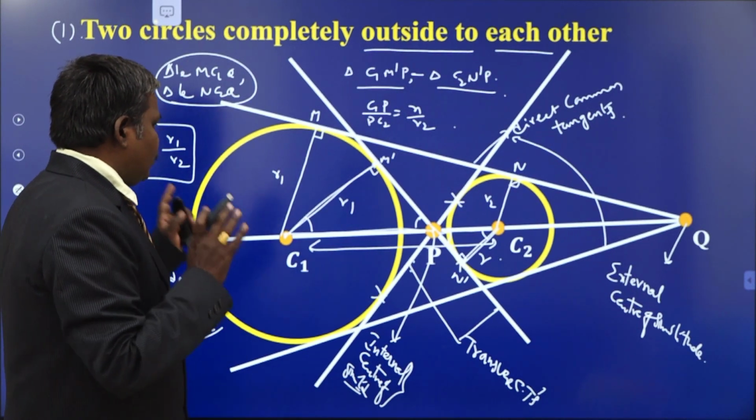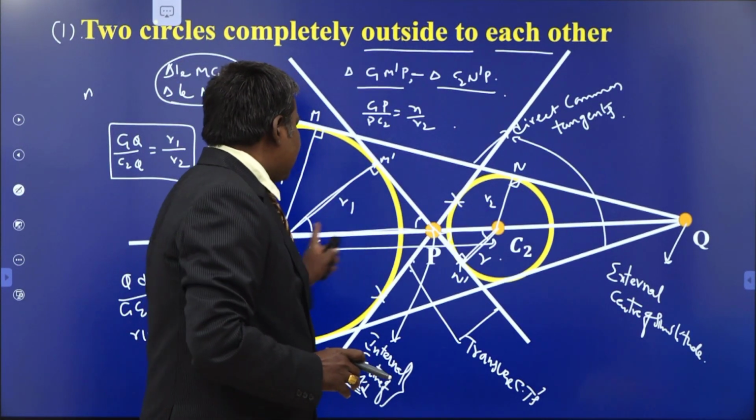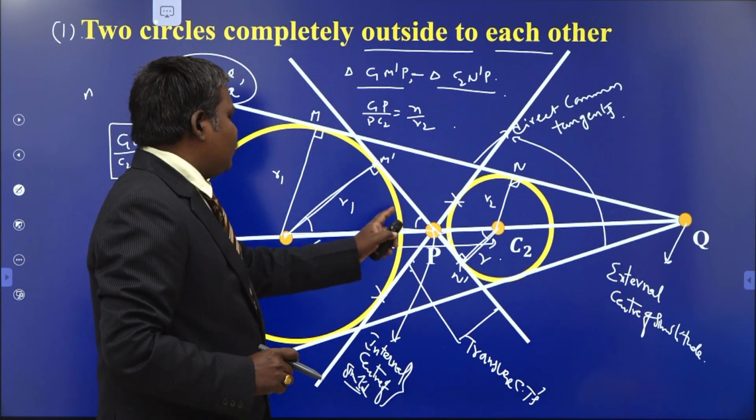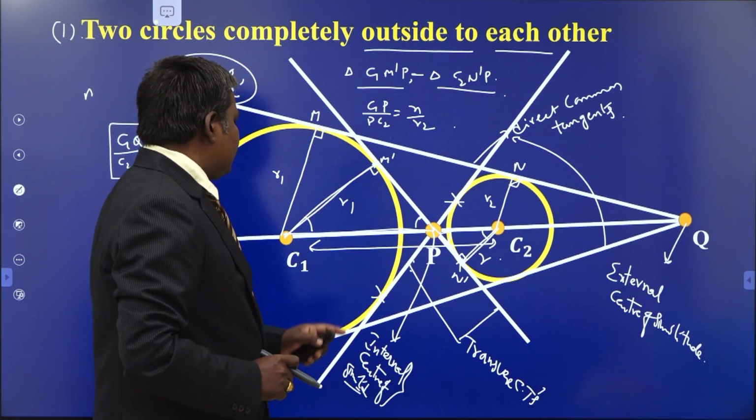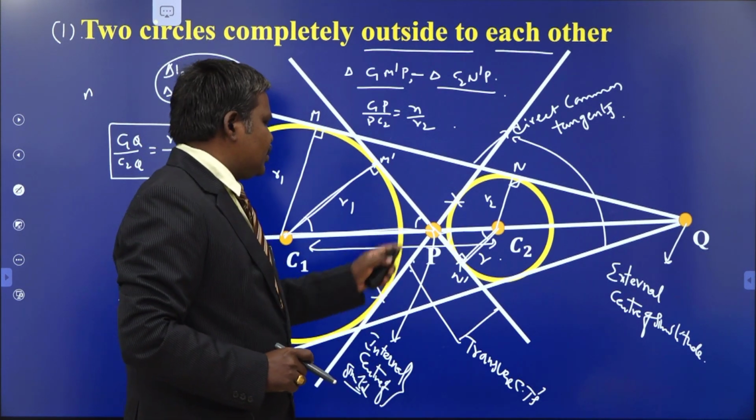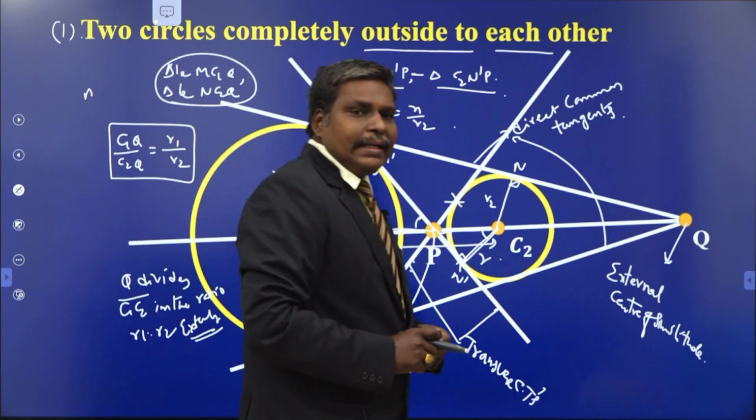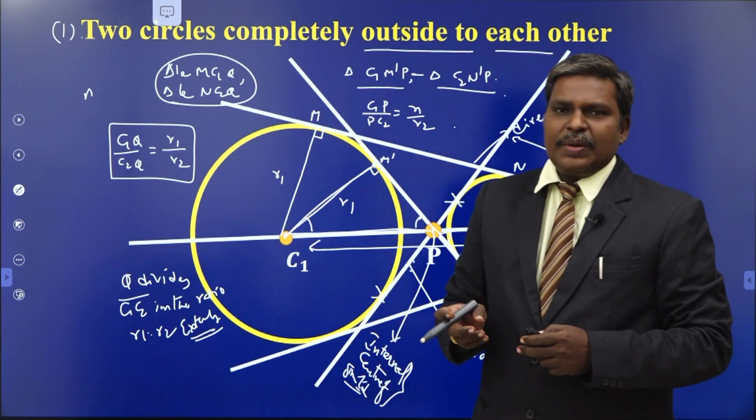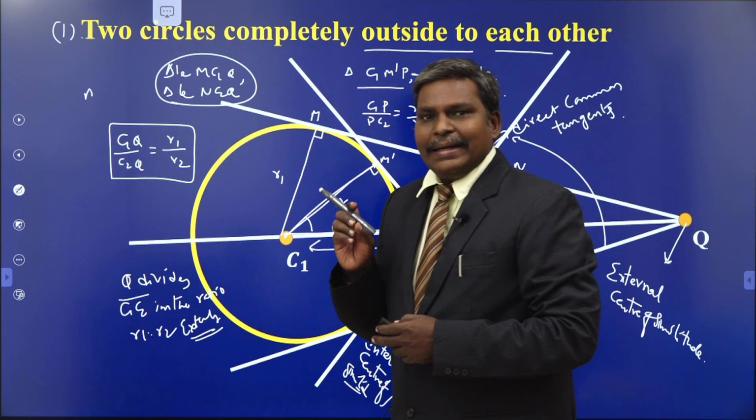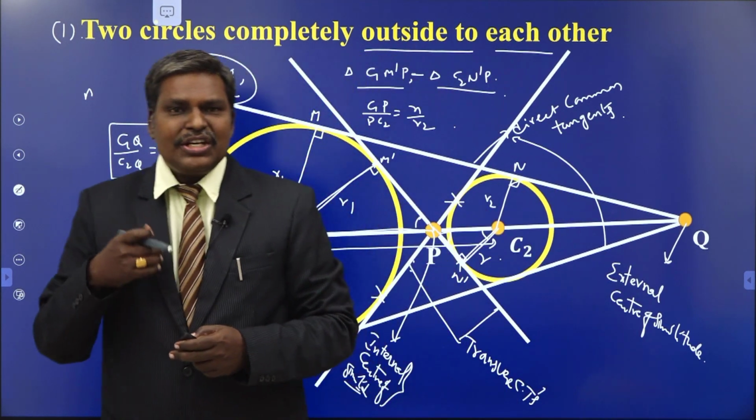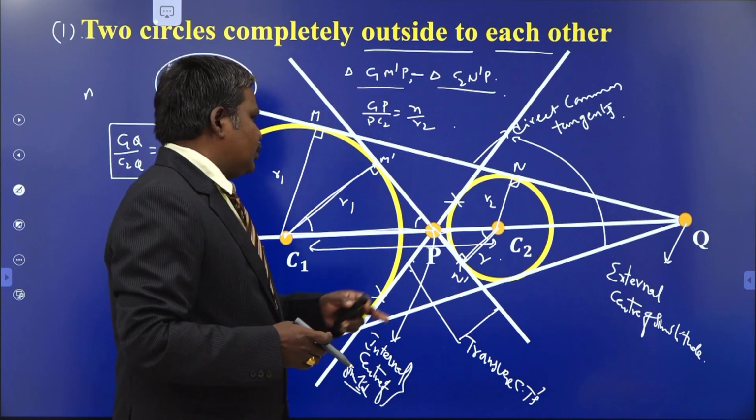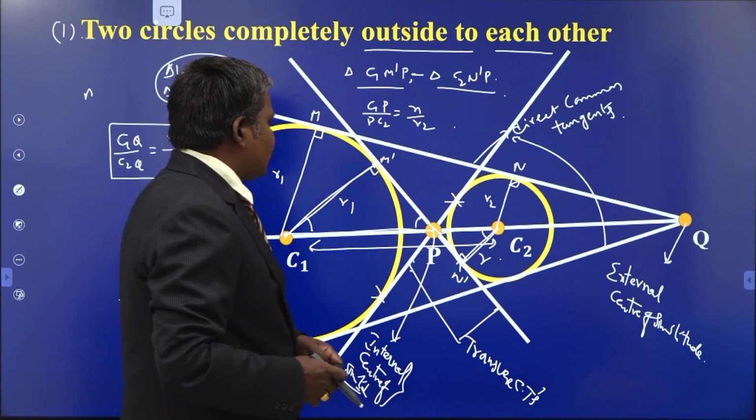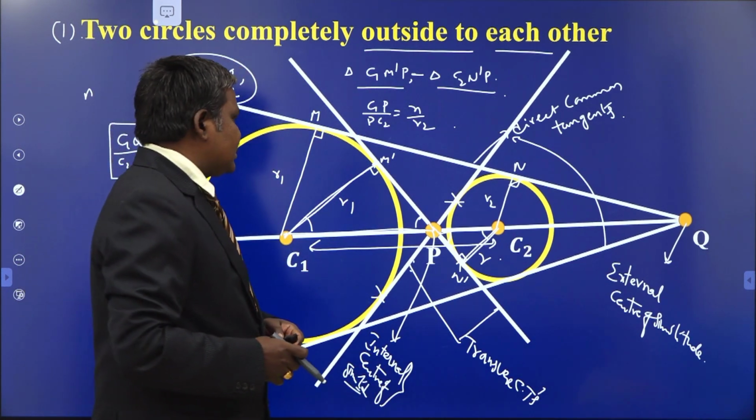My dear students, listen to just one thing here: Q divides the line segment joining C1, C2 in the ratio R1 is to R2 externally, and your point P, the internal center of similitude, divides the line segment joining C1, C2 in the ratio R1 is to R2 internally. P divides internally, Q divides externally. The external center of similitude is obtained by using the external ratio, and the internal center of similitude by using the internal ratio. So these are the two centers of similitude. Direct common tangents intersect at the external center of similitude, transverse common tangents intersect at the internal center of similitude.